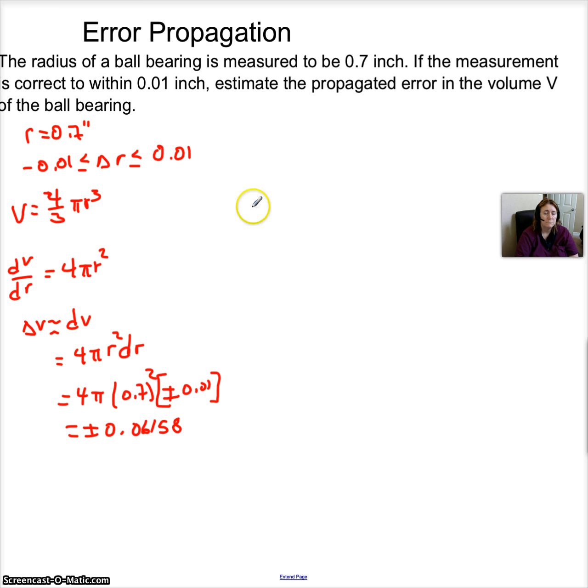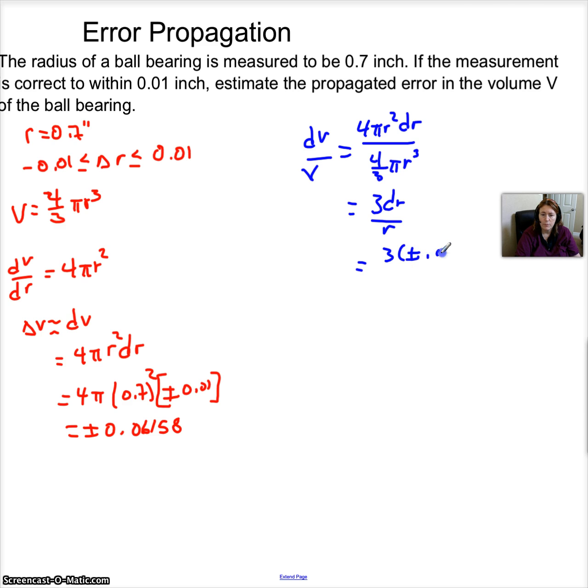Well, the answer depends upon what the original volume was. Let's look at dV divided by the actual volume. All right, dV is 4 pi r squared dr. We just did this. And then the volume itself is, of course, 4/3 pi r cubed. Now, you could have done this separately and assembled them later, but we didn't. So this is 3 dr divided by r. So let me plug my numbers in. So this is 3, now dr is plus or minus 0.01, divided by my radius, which is 0.7.